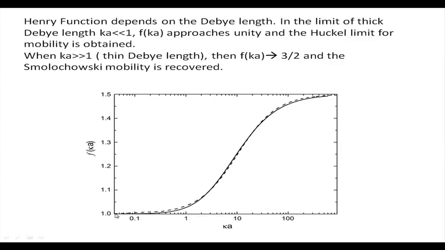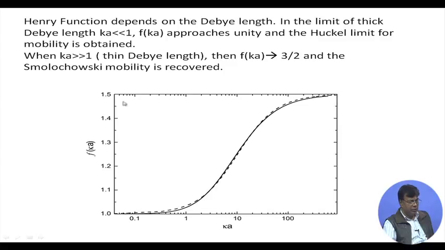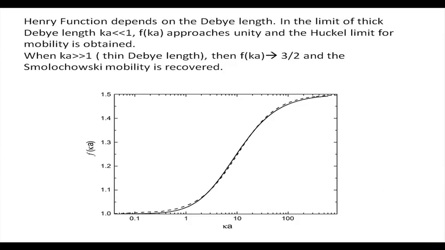So, that means it is close to 1 when kappa a is very small, and it is asymptotically merging to 3 by 2. So that means we get back the limits: this is the Smoluchowski electrophoretic velocity, and this is the Huckel solution for thick Debye length. So this is the Henry model, and this f kappa a depends on kappa a.